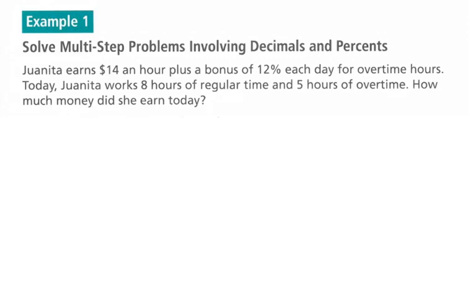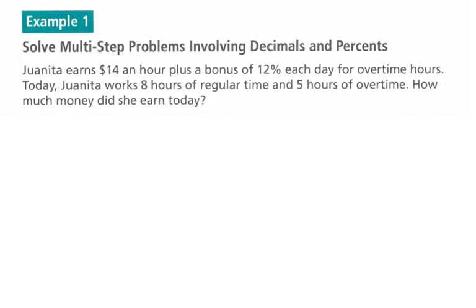All right, here is another multi-step problem. So this is, again, involving decimals and percents. They love multi-step problems like this. They use these a lot to get interest, to find the percent of change, things like that. So Juanita earns $14 an hour plus a bonus of 12% each day for overtime hours. Today, Juanita works 8 hours of regular time and 5 hours of overtime. How much money did she earn today?